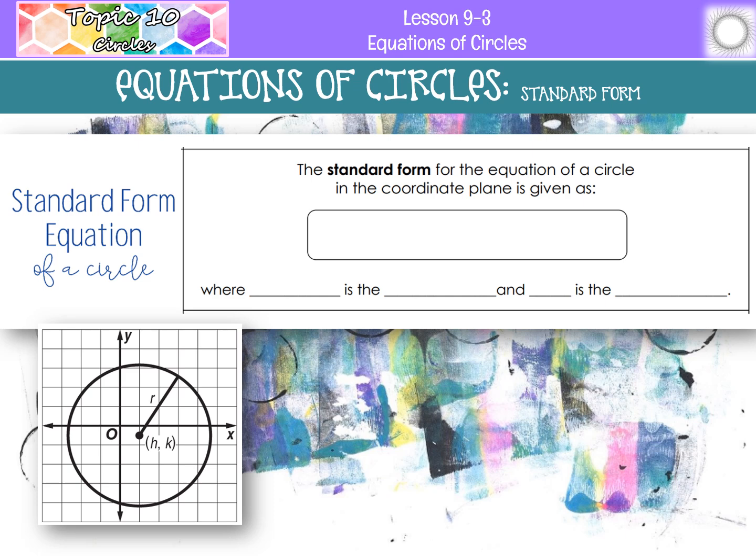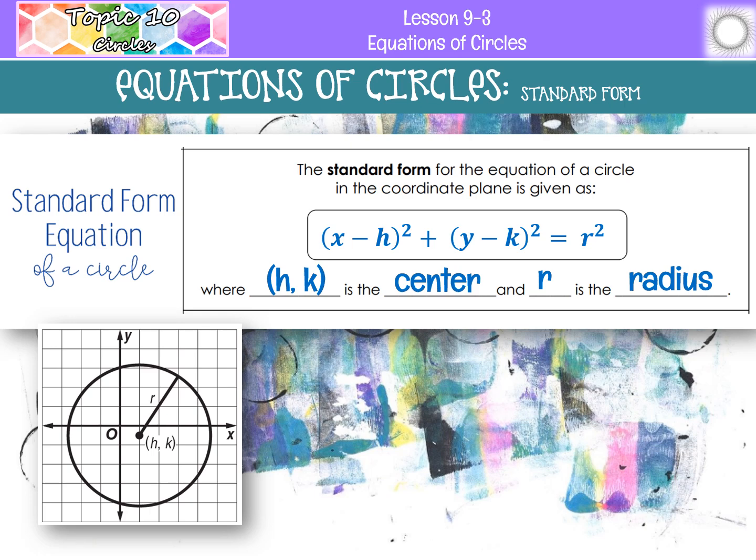Standard form of an equation of a circle. The standard form for the equation of a circle in the coordinate plane, as graphed below, is given as the quantity x minus h squared plus the quantity y minus k squared equals r squared. (h, k) is the center of the circle, and r is the radius of the circle.